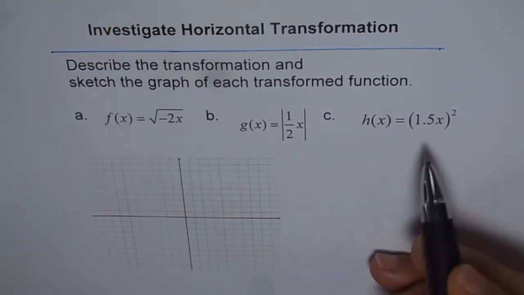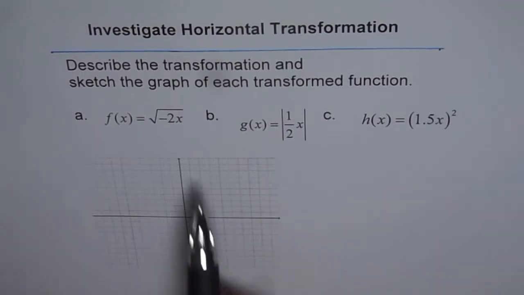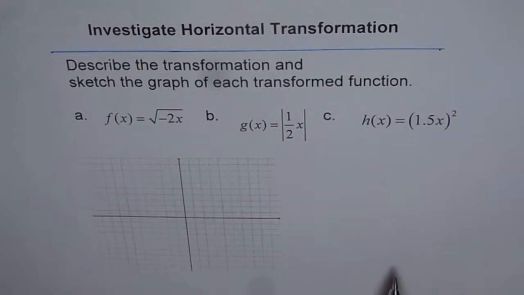So that's a parabolic function. Here we have an absolute function and a square root function. In this exercise, I will do one of them, and the other two you should take as practice problems. So let me start with part A, which is f of x equals square root of minus 2x. Now, I'll show you two techniques to draw the transformed function.